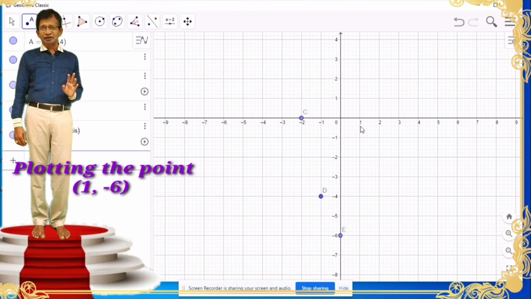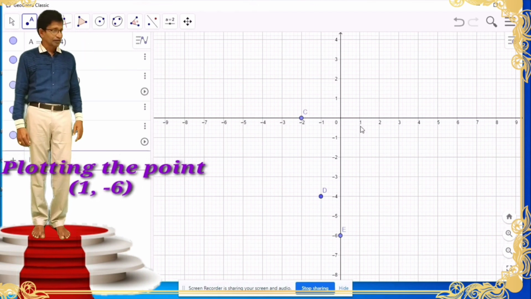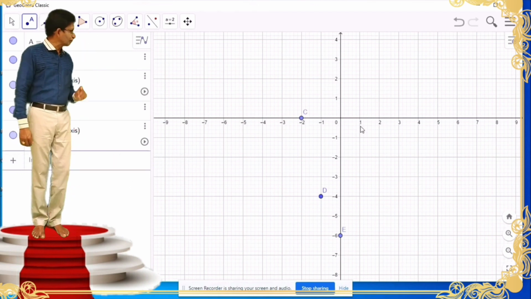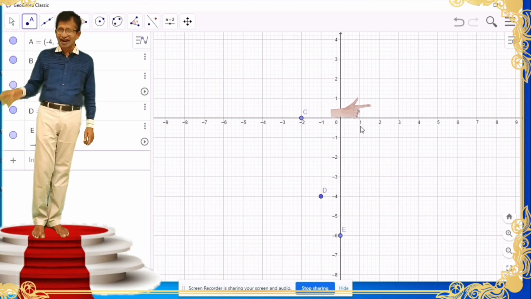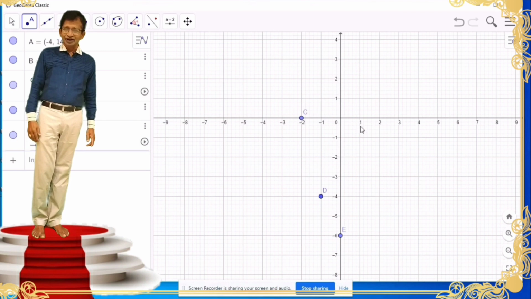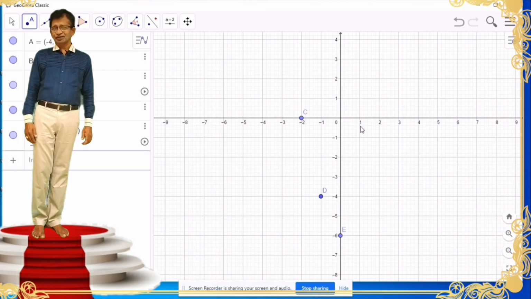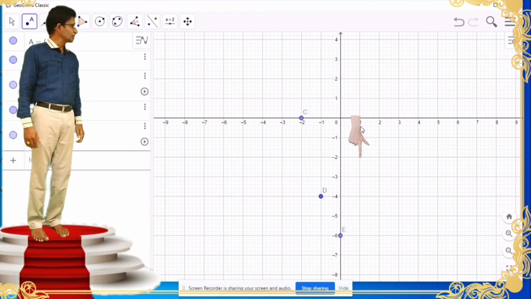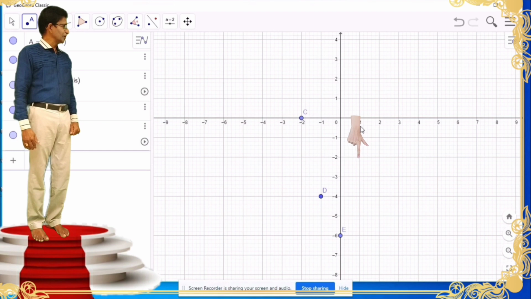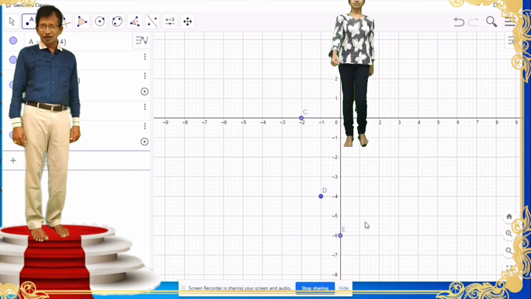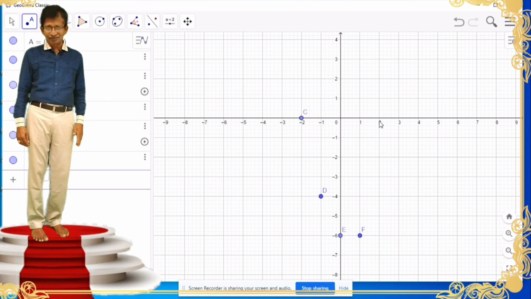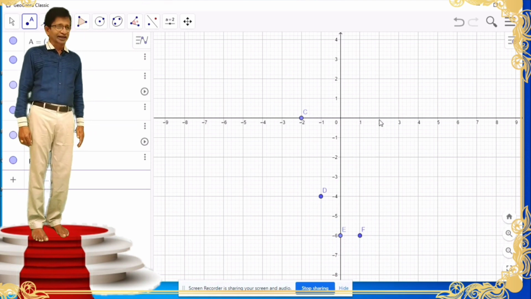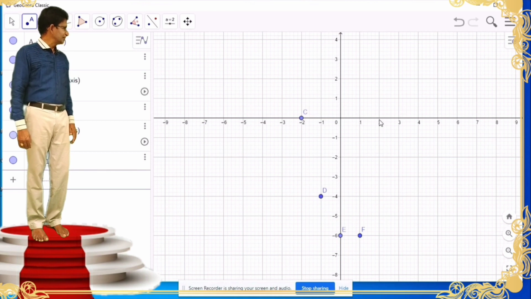Now plotting the point 1, minus 6. Start from the origin and move 1 unit horizontally towards right and turn 90 degrees to the right and move 6 units downwards vertically. The point at this position is 1, minus 6. Mark it as F.